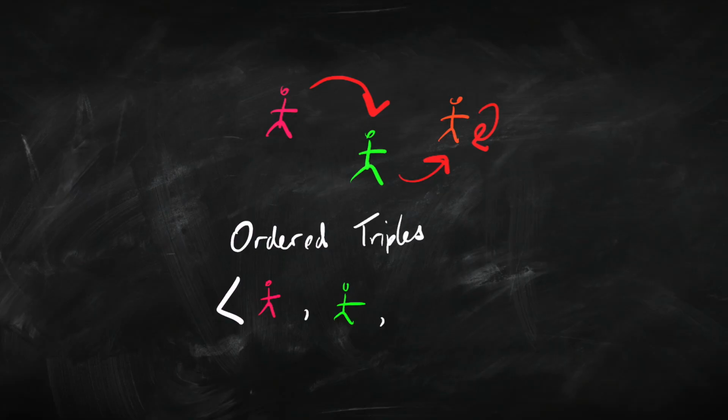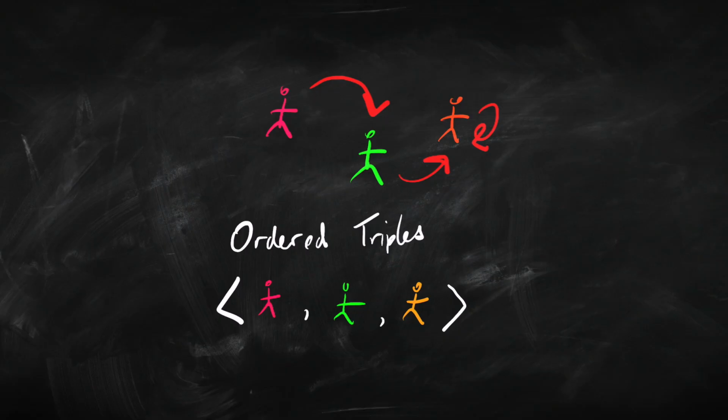But here's where the idea really shows its use, because as well as ordered pairs, we can also have ordered triples. So here we've got an ordered triple, Anna, Beck, and Kath. If we're interested in the standing in between relationship, we might interpret this to mean that Anna is standing in between Beck and Kath. So an ordered triple has a first thing, a second thing, and a third thing, and we can use them to interpret three-place relations.